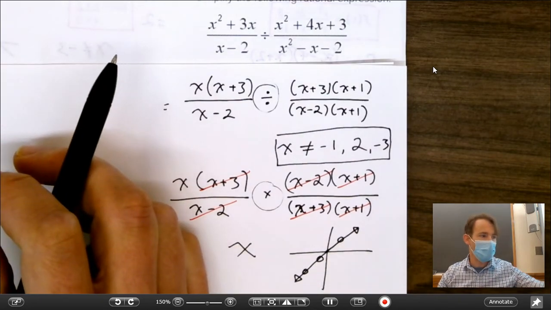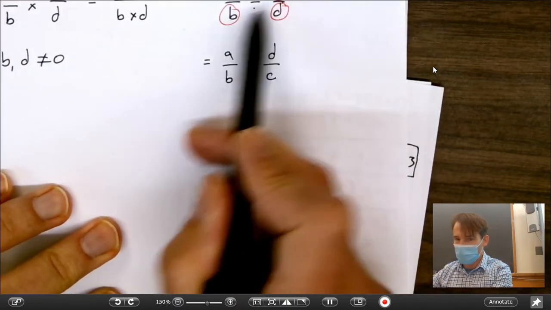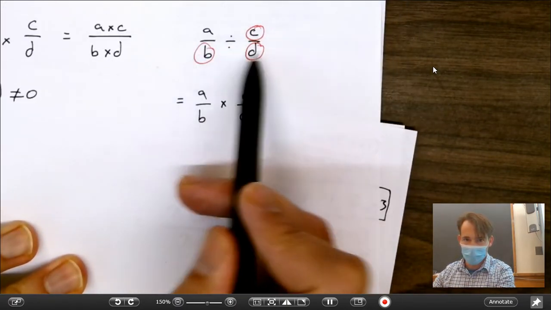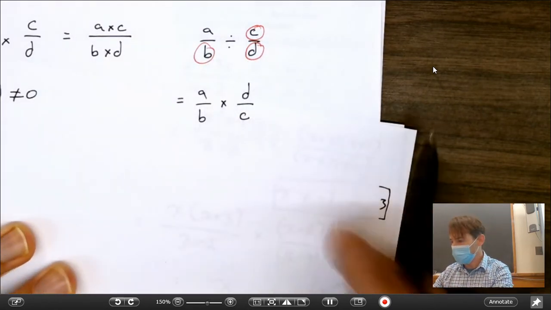So like I was saying back here, if we're dividing fractions, these would be our non-zero numbers. Those are the numbers that can't be 0 when you're dividing.